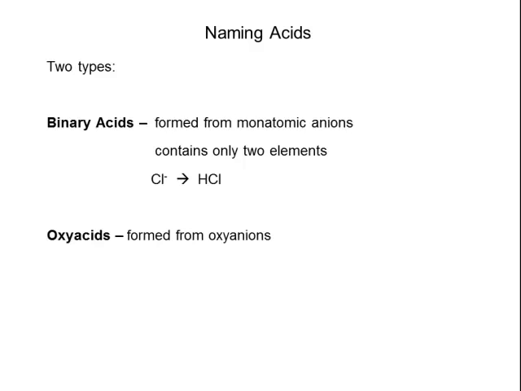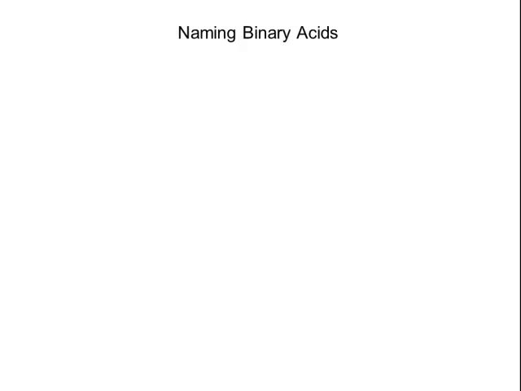The other type is going to be something called oxyacids. Those are going to be formed from oxyanions, polyatomic ions that contain oxygen. So an example of this, if I look at nitrate, that's an oxyanion. It's a polyatomic that contains oxygens. Its formula is NO3 -1. So to write the acid form of that, I'd add just an H+, so it'd just be HNO3. Right? HNO3 is a type of oxyacid. Okay, so let's start with the binary acids.